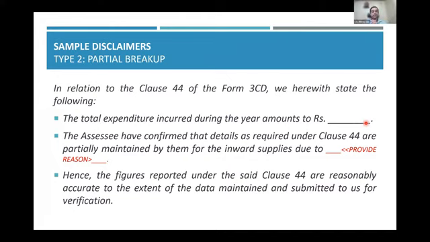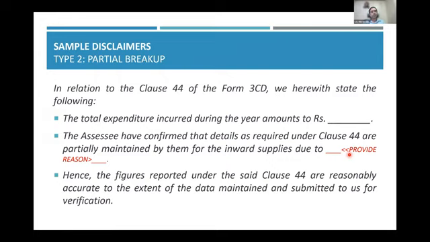So, if partial data is there, say composition data is not there or exempt data is not there, but registered and unregistered data is there, which is very easy also, based on PAN we can do it. So they can give this kind of statement. These are only suggestive statements which can be amended as per your interpretations. What I have thought right is: SSC has confirmed that details required under clause 44 are partially maintained by them for the inward supplies due to... Again, I want you to put a reason here why he is not able to maintain full data.